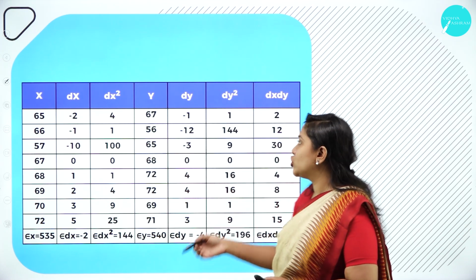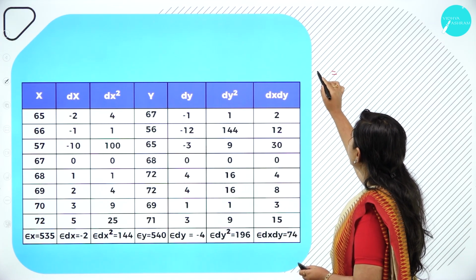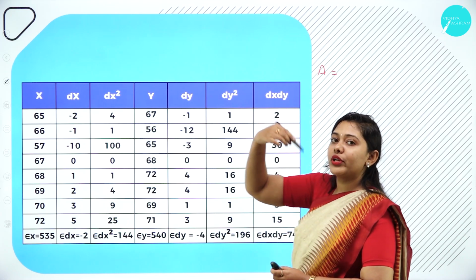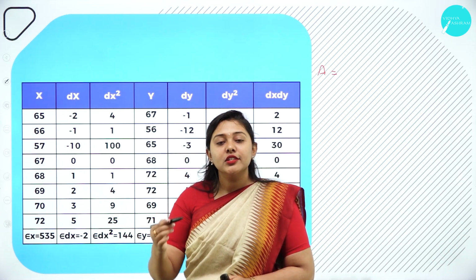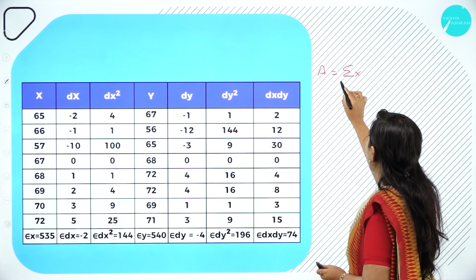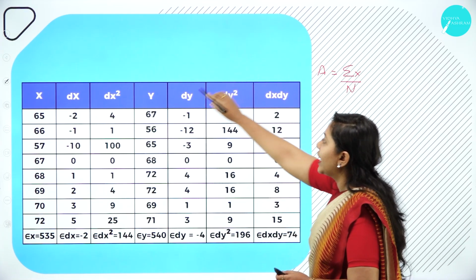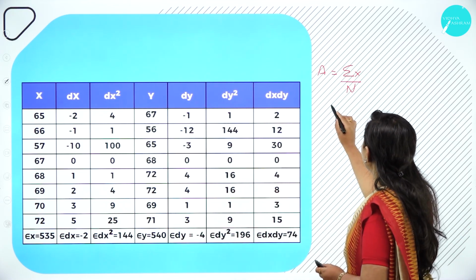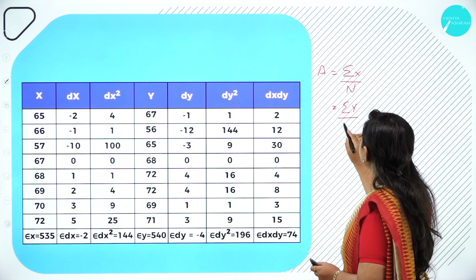So what is this actual mean? To find out this assumed mean, or you can also take it as the actual mean. How do we calculate that actual mean? Sigma x divided by n. And how do we calculate the actual mean for y? Sigma y divided by n.